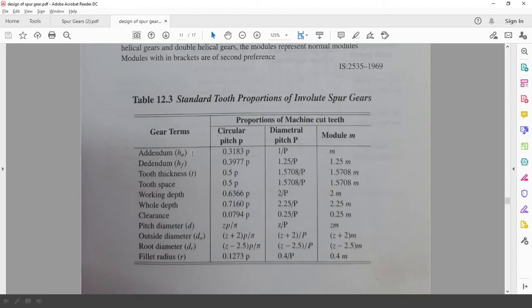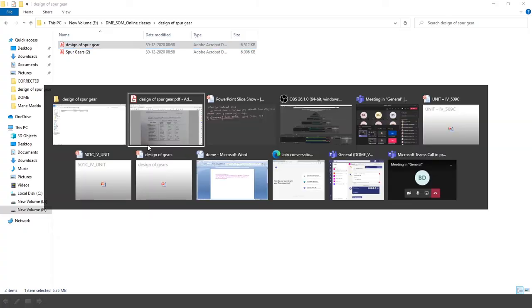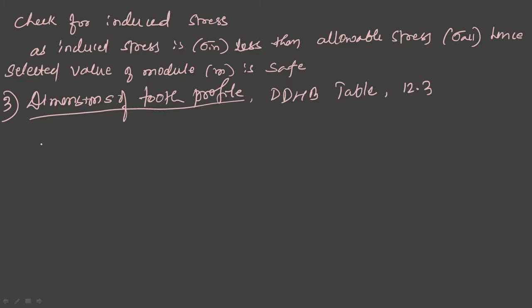So what is here? Addendum is here. Now we calculate only these parameters: addendum, dedendum, clearance, pitch circle diameter, outside diameter, root diameter. You need to calculate only these things. I'll write here, because if you go on for all those things, it's going to take a lot of time. So calculate addendum, dedendum. Okay. So pitch circle diameter.